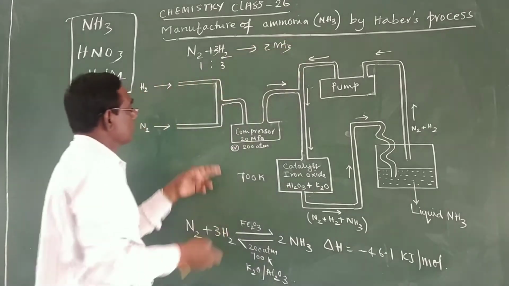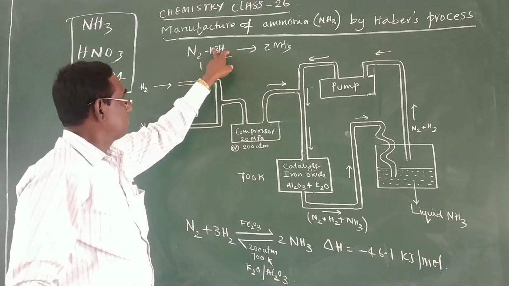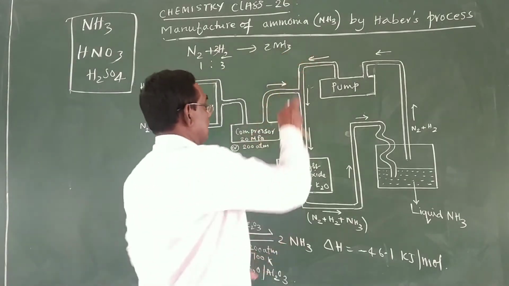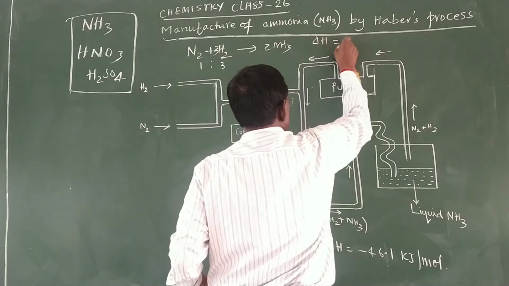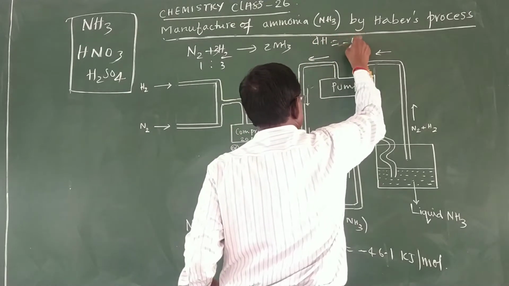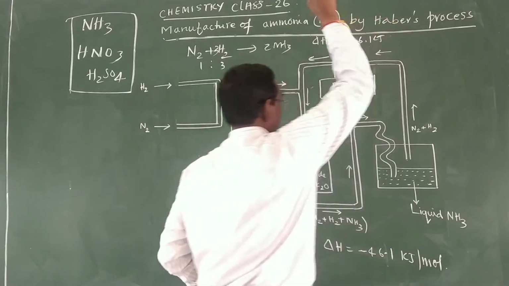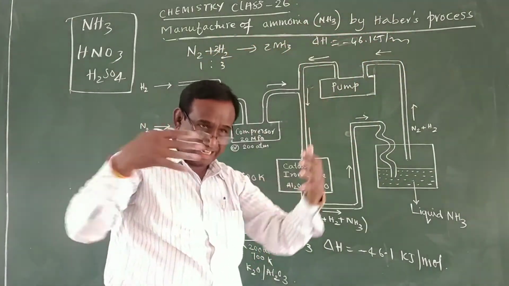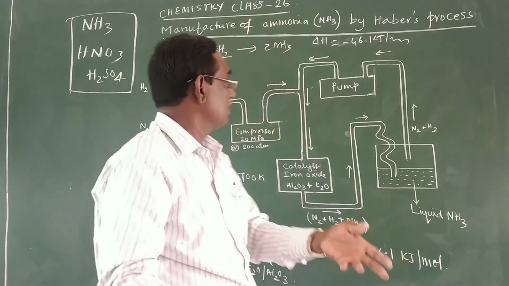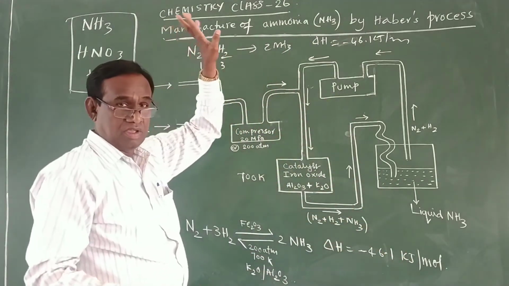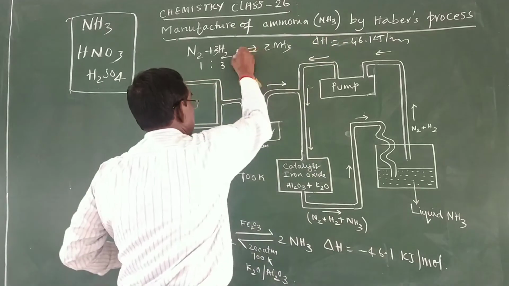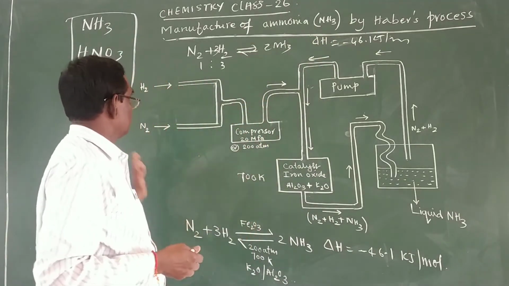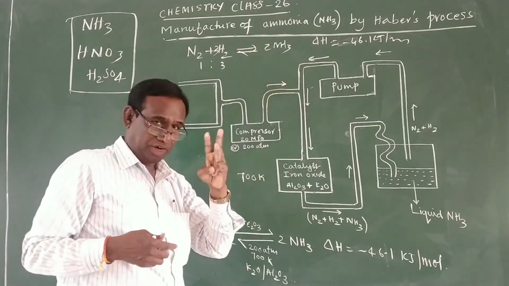So one part of nitrogen and three parts of hydrogen combine to give two parts of ammonia. It is an exothermic reaction, delta H equal to minus 46.1 kilojoules per mole. So ammonia is manufactured by the direct combination of nitrogen and hydrogen in the ratio 1:3 by volume, and it is exothermic. We can also write the equilibrium symbol. For this, you have to write 4 points.